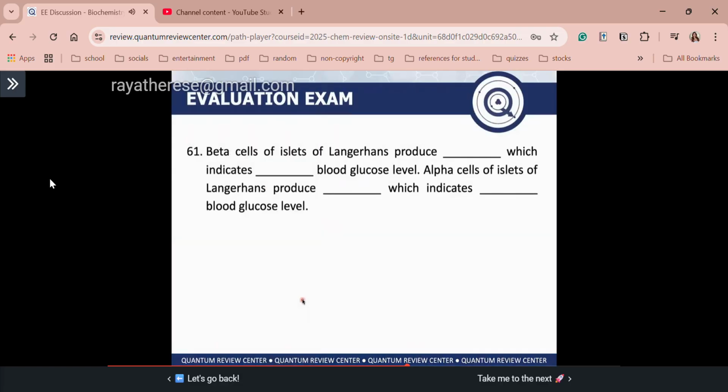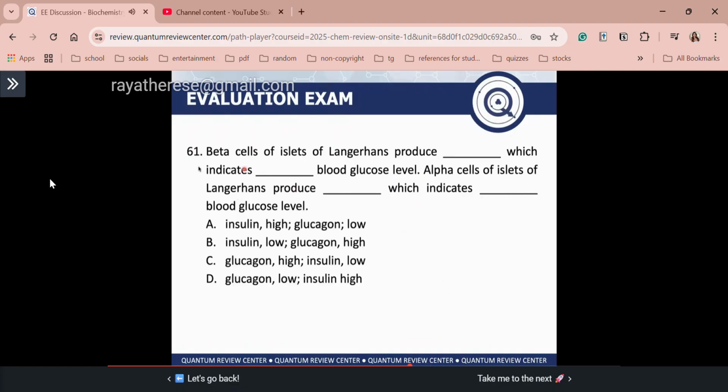So for our item 61 kasi, you can directly use that mnemonic. Okay? So let's read. Beta cells of islets of Langerhans produce blank, which indicates blank blood glucose level. Alpha cells of islets of Langerhans produce blank, which indicates blank blood glucose level. Let's check. Again, for beta cells, Ariana Grande bad influence, that should be insulin.